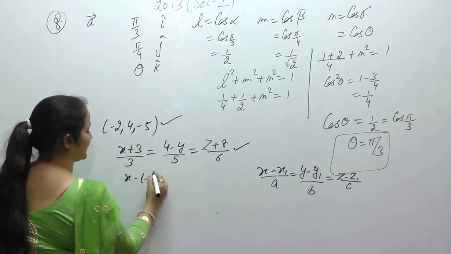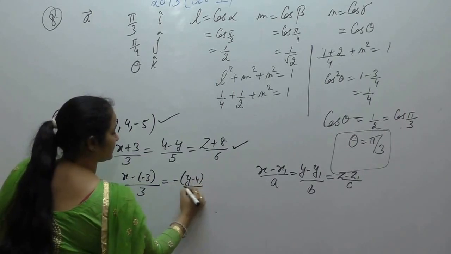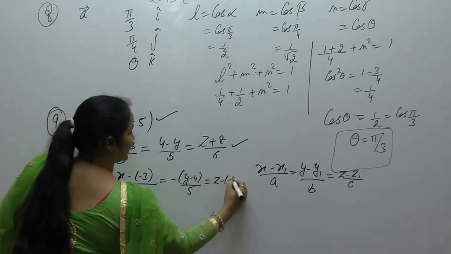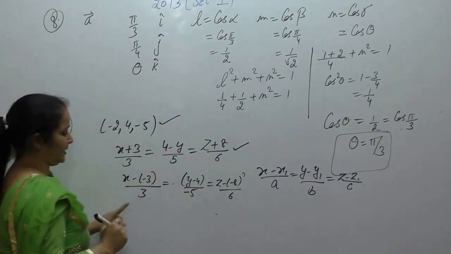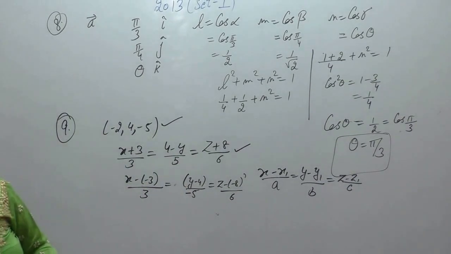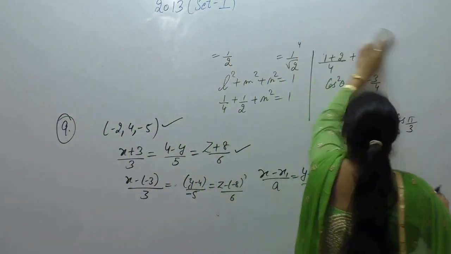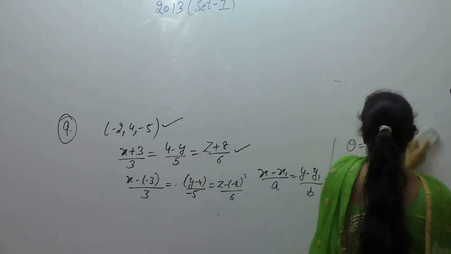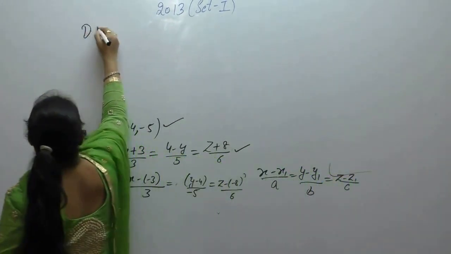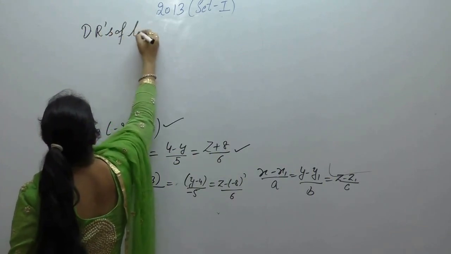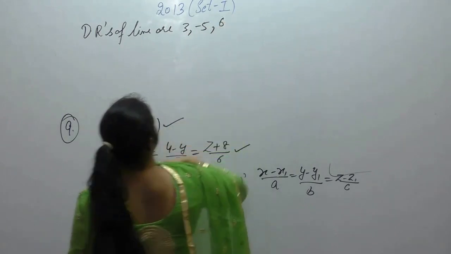Write it in the form (x-x1)/a, taking the negative common, and (z-z1)/6. This negative goes in the denominator. So we get the direction ratios of the line as 3, -5 and 6.